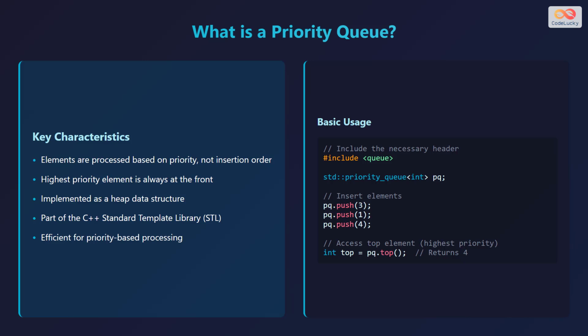To use a priority queue, include the queue header. Then you can declare a priority queue of integers. You can insert elements using the push method. To access the element with the highest priority, use the top method, which will return the value 4 in this example.